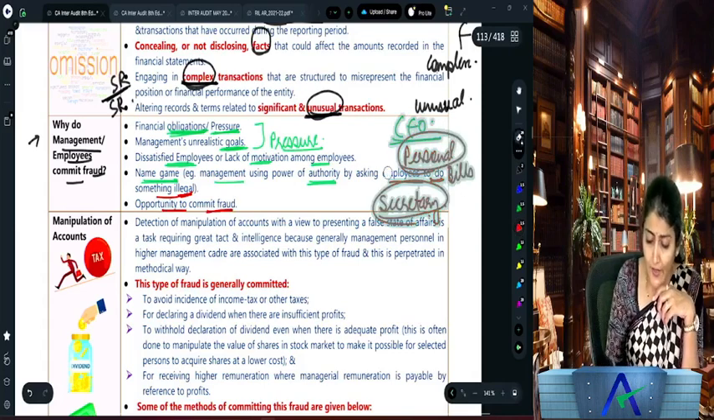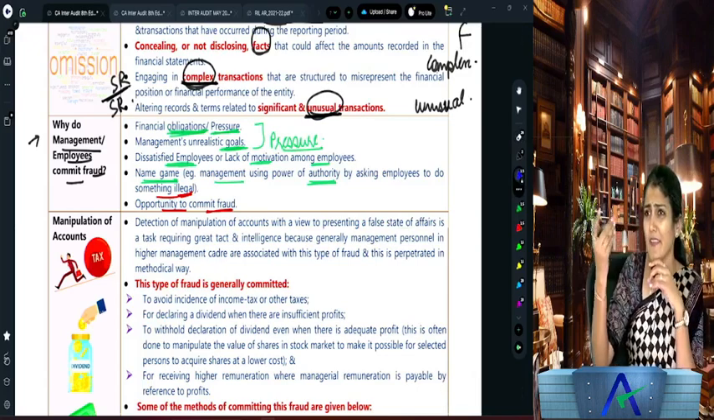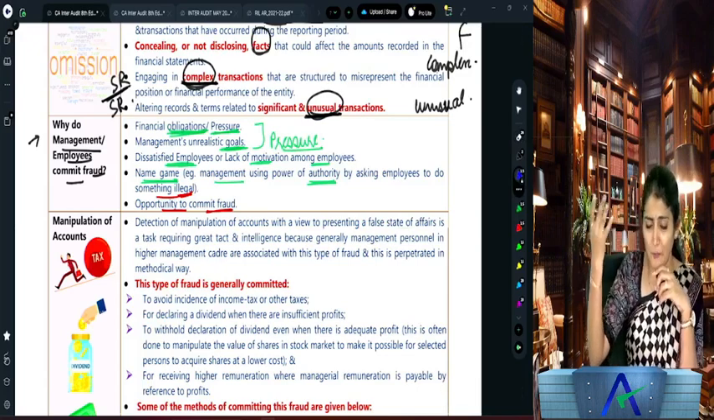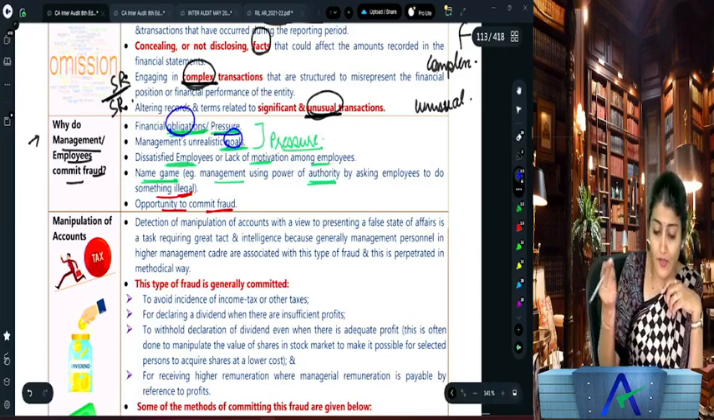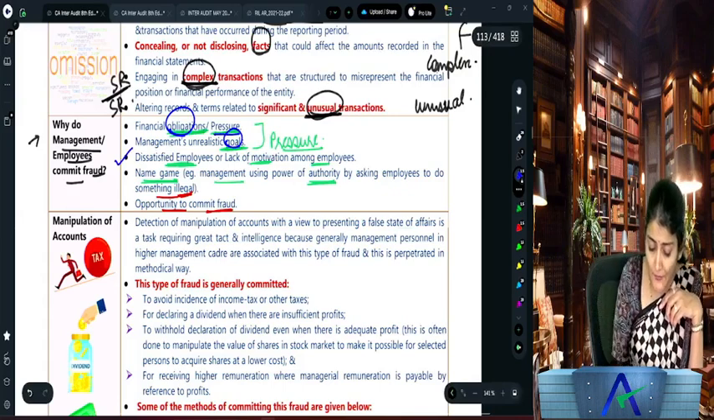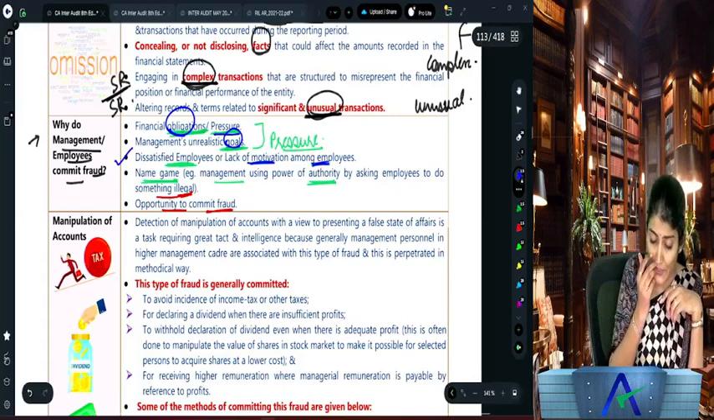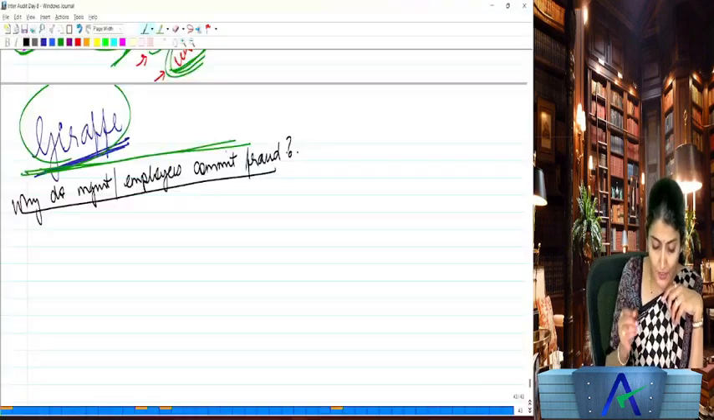Then what does it say? So is it similar to IPO only? But then that is the style of ICAI. They keep a repetition over there, right? So pressure, why is there a pressure? Due to unrealistic goals and financial obligation. Then there is the dissatisfied employee or the lack of motivation amongst the employees, or management is misusing their power, or there is an opportunity to commit a fraud, right?